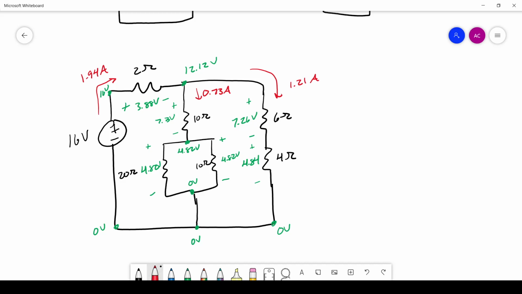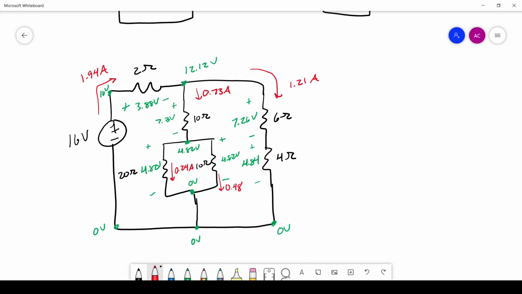So the current is going to be the potential difference, which for both of these is 4.82, divided by the resistance. So 4.82, we'll start with the 20 ohm, divided by 20, gives us 0.24 amps. Now for the second one, 4.82 divided by 10, that's going to give us 0.48. Well, I can already tell you we're going to have a little bit of a rounding error at the end, but it's okay.